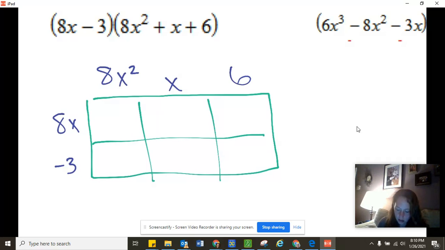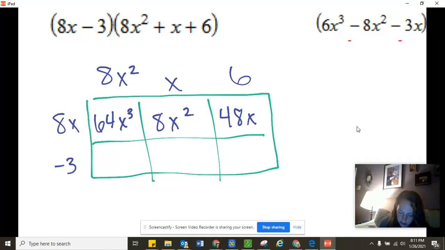So with 8x, I'm going to do 8 times 8 and get 64. And x times x squared is x to the third. And 8x times x is just 8x squared. And 8x times 6 is going to give me 48x. Next, I just want to multiply negative 3 times everything. So negative 3 times 8x squared is going to give me negative 24x squared. Negative 3 times x will give me negative 3x. And then negative 3 times 6 will give me negative 18.